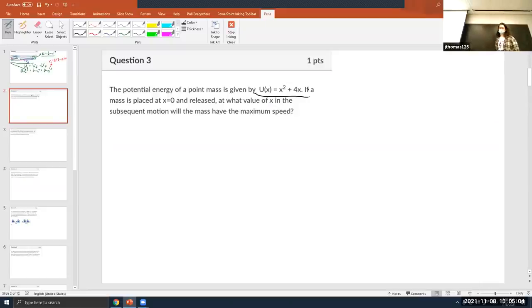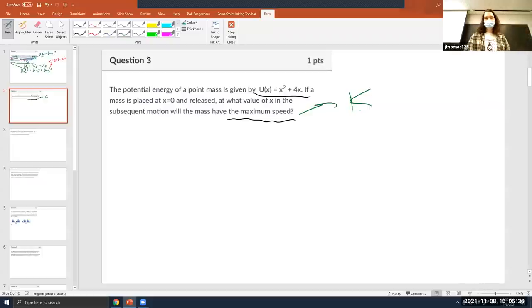And I'm going to show you two problems. The first one here is that we have a mass placed and released, and we want to know at what value of x it will have its maximum speed. So I know that the maximum speed doesn't relate to potential energy. I know that maximum speed is going to have something to do with kinetic energy. And maybe you wouldn't immediately see off the top how you can get from potential to kinetic. There's not a direct relationship.